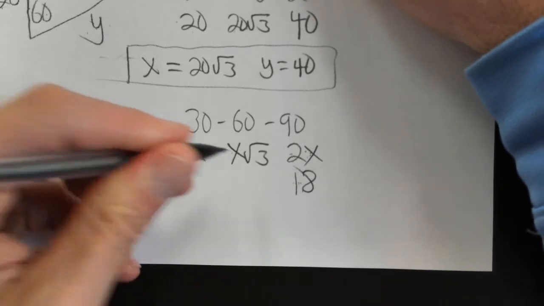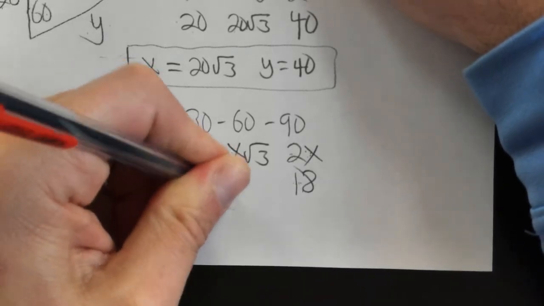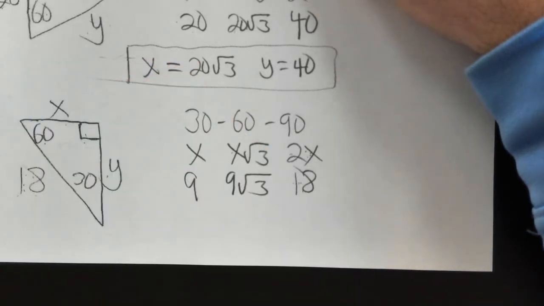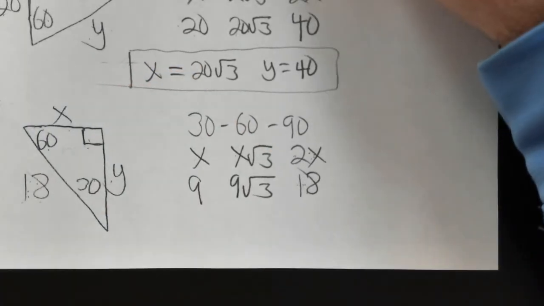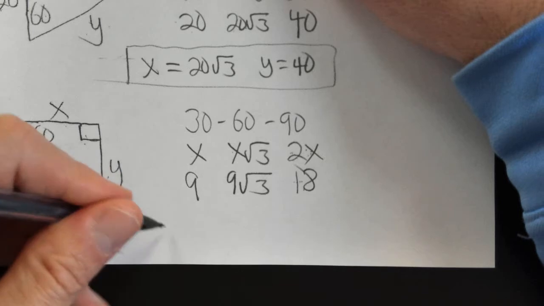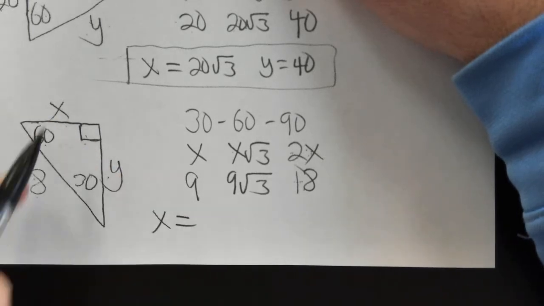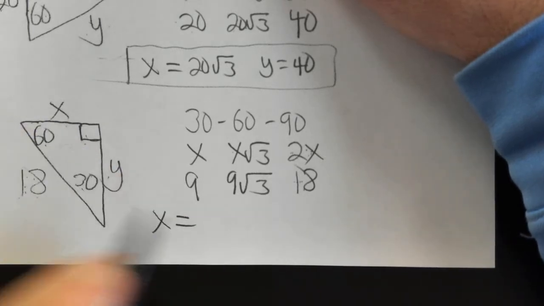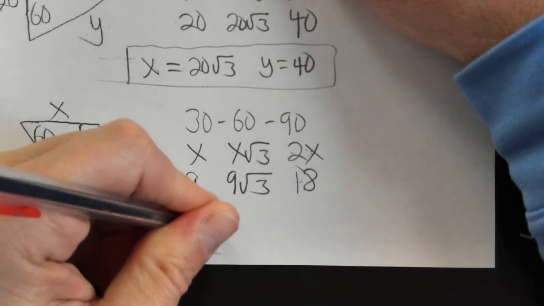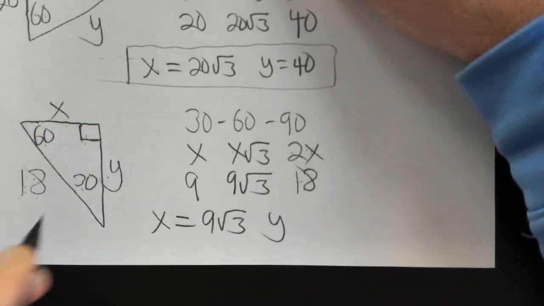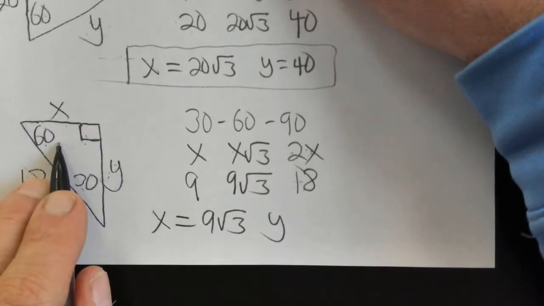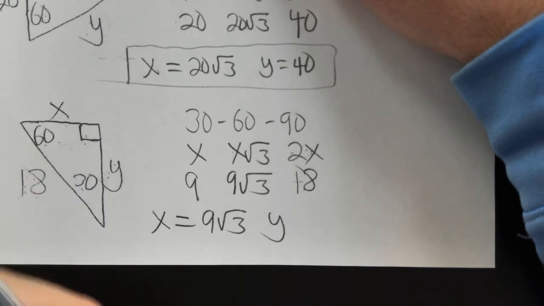So what am I going to plug in here and here? A 9. 9 and 9 square roots of 3. Again, these are my answers. I just got to figure out now which one is x and which one is y. The x is the 30 column, which is 9 square roots of 3. And the y is the 60 column. So I actually wrote that backwards.